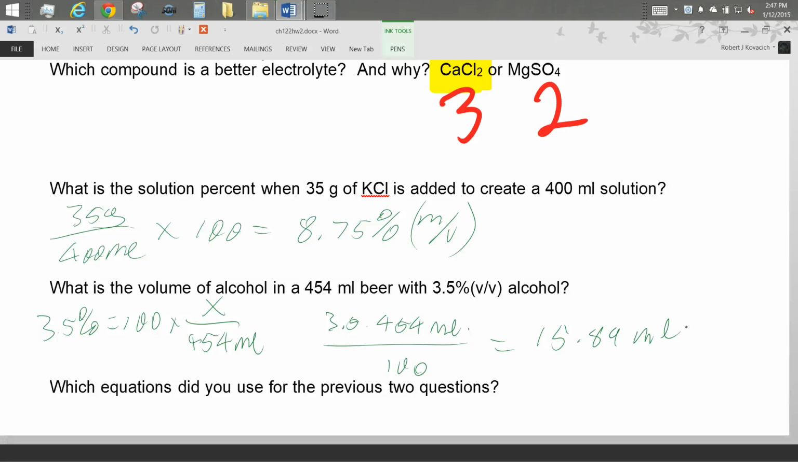Does anybody know what beer that is? It's Guinness.